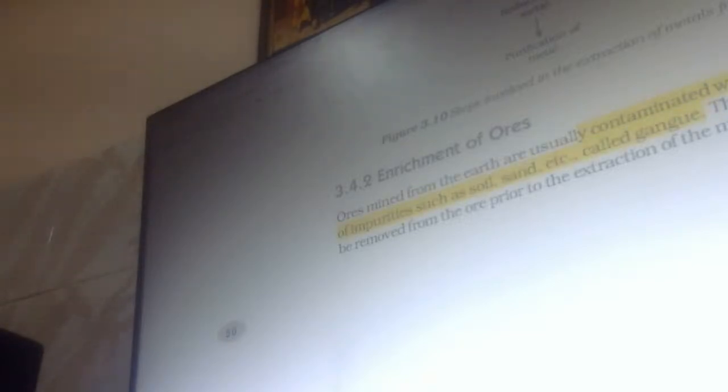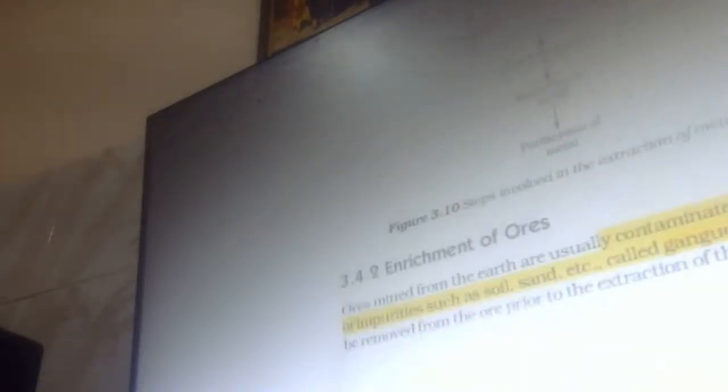Impurities: ores that are mined have a lot of impurities like soil, sand, etc., and they are called gangue. Then we have enrichment, which is the first level, and then extraction and refining.